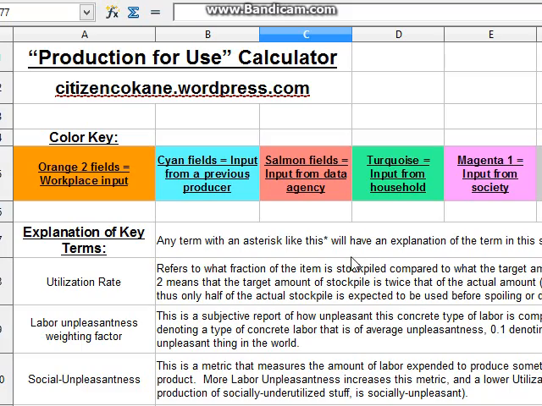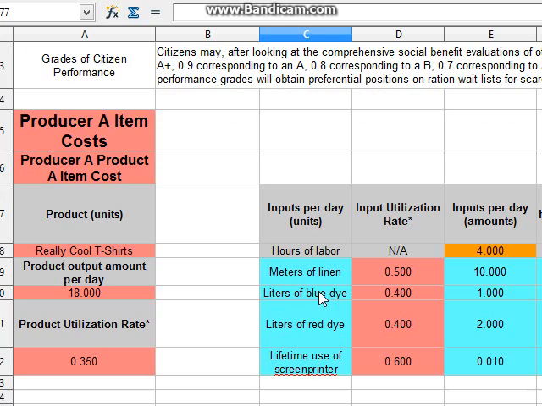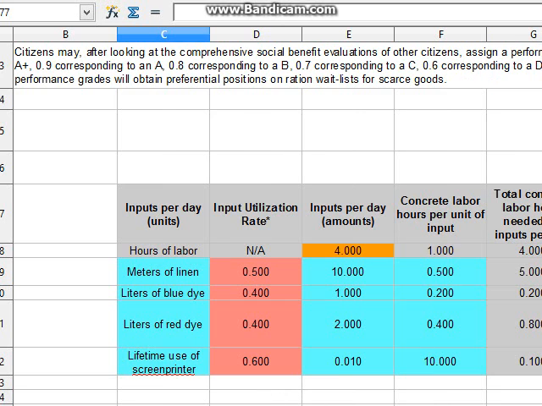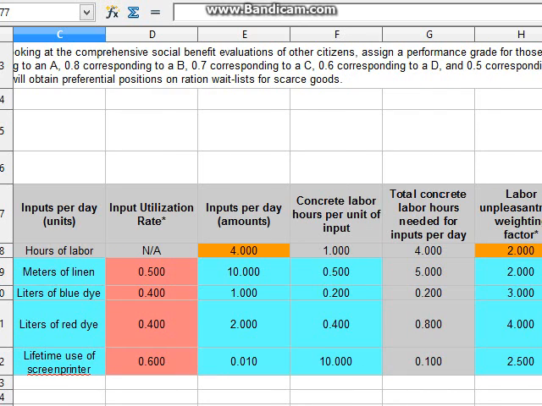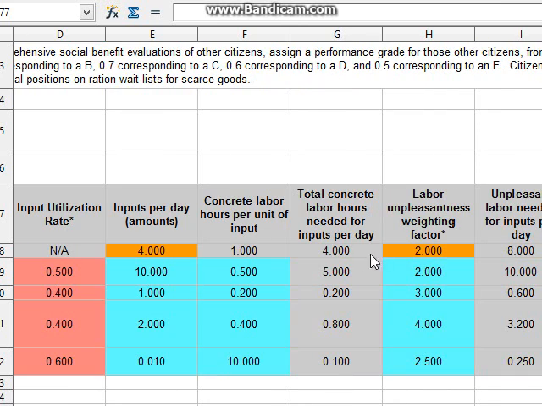Now, the next thing to think about is, can this system be gamed? All right. How would you game the system? For example, let's say producer A, the workers at this workplace, decide to exaggerate the unpleasantness of their labor. They say, "Oh, we work so hard, we should be entitled to more." Will this work? Will this make any difference according to these calculations?